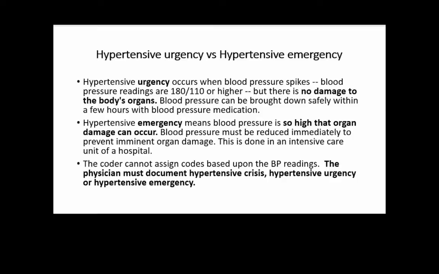Just as a reminder, the coder cannot assign codes based upon the blood pressure readings. Let's say the physician says the patient's hypertensive, and you see a 180 over 110 or 120, and you think, oh, I'm going to code hypertensive urgency. You can't do that. The physician has to document whether it's hypertensive crisis, hypertensive urgency, or hypertensive emergency. Likewise, when you're reading, for example, a lab on a chart and it shows a lot of bacteria in the urine, but the physician hasn't commented on the patient having a urinary tract infection, you cannot code a urinary tract infection.